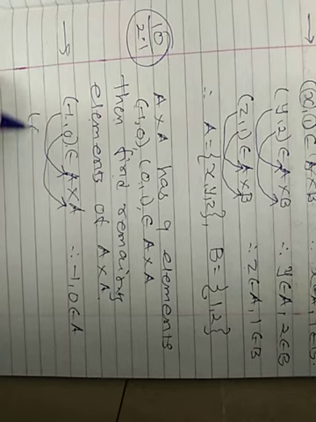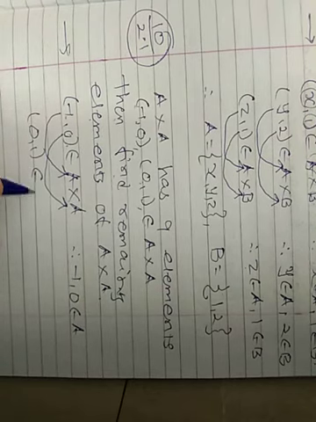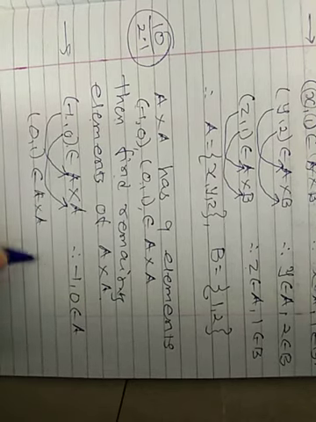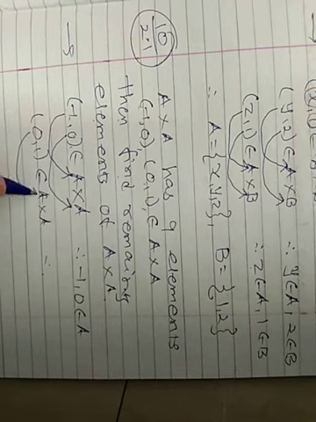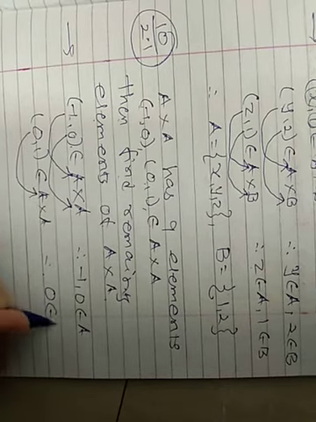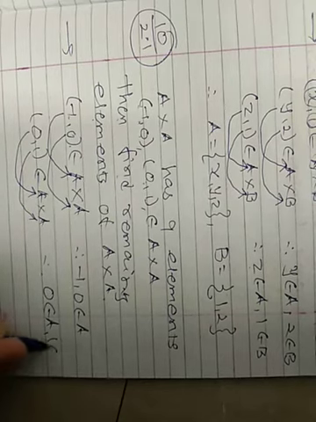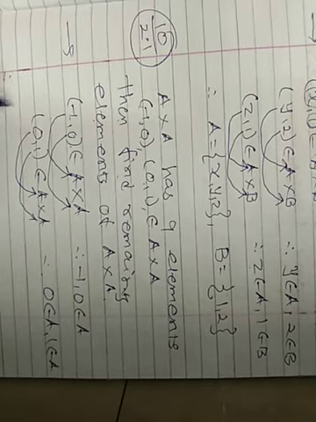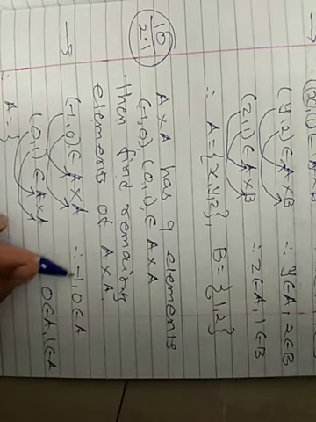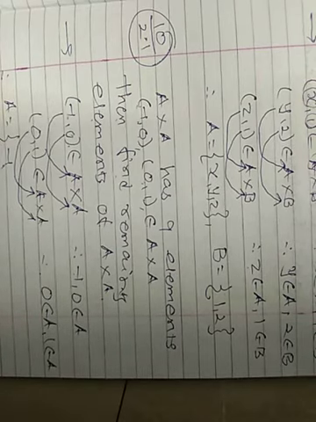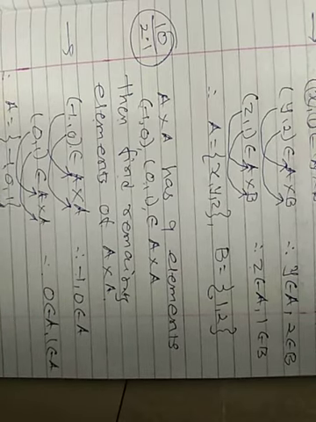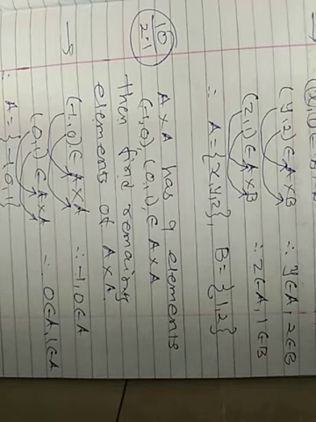(0, 1) is a member of A cross A. Therefore 0 is a member of A and 1 is a member of A. Therefore A is equal to {-1, 0, 1}. Okay, we can find out A.